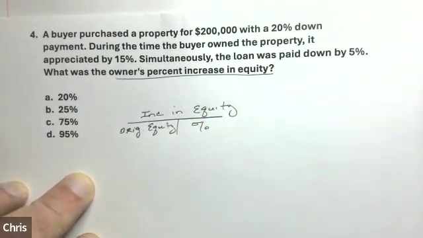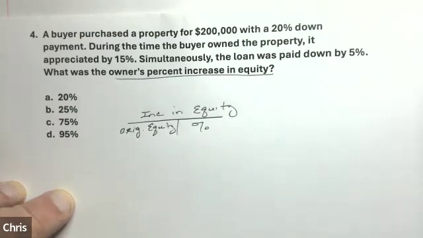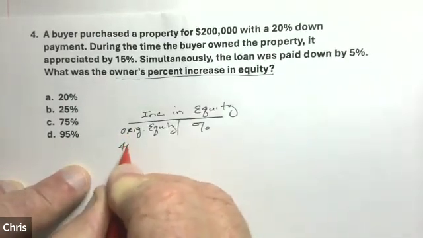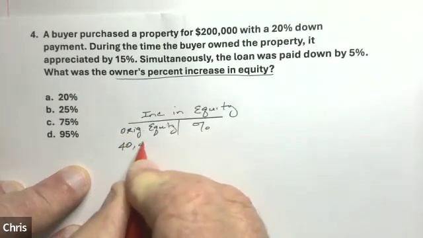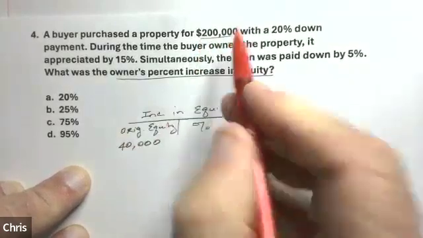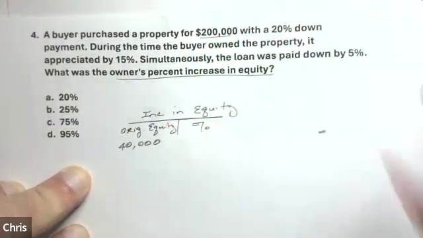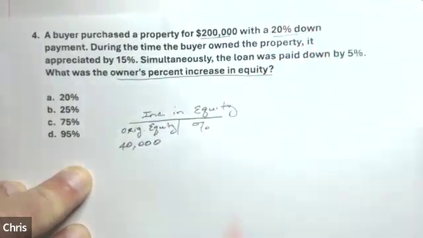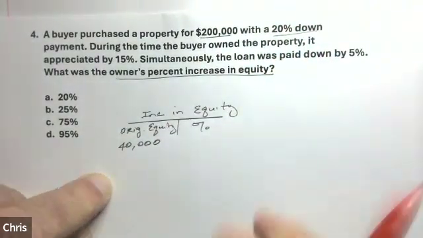All right. So in this particular case, let's start with the original equity. Instead of it being the original investment of the price of 200,000, the down payment was 20% of that. So remember, your original equity is always going to be your down payment. So where did I get the $40,000? It's simply 200,000 times 20% down payment. Okay. All right. I feel pretty good about that.